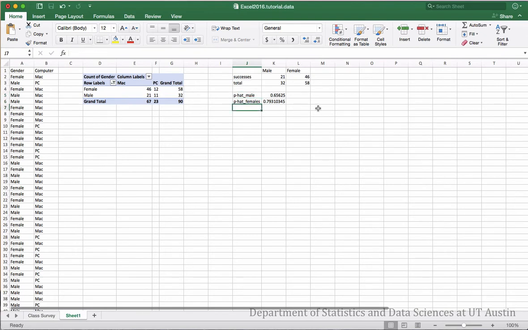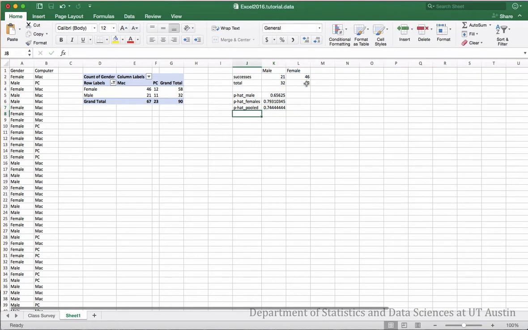Now, when doing the two proportion z-test, what we also need to calculate is something called p-hat pooled, where we pool our successes and pool our overall sample size. So I'm going to calculate p-hat pooled. The way we calculate p-hat pooled is we take the total number of successes, so we have 21 plus 46, and we divide it by the overall sample size. How many people were overall surveyed? So we have 32 plus 58. And this will get me p-hat pooled.